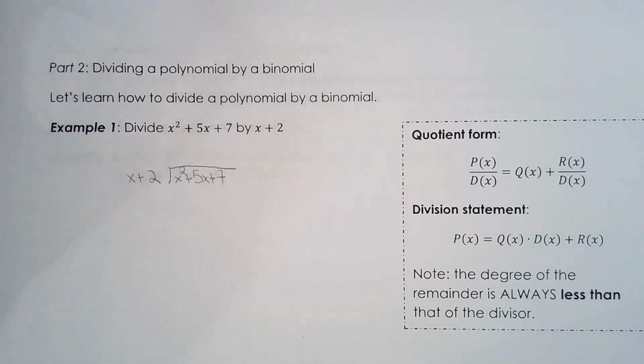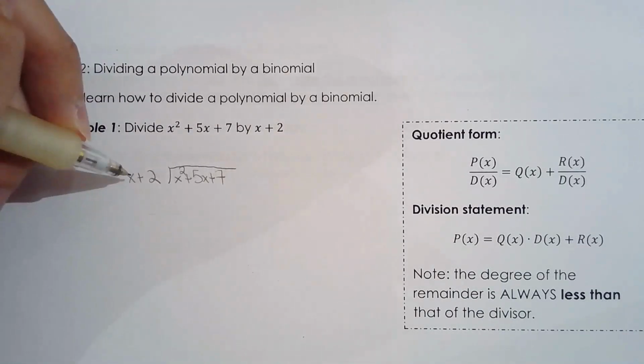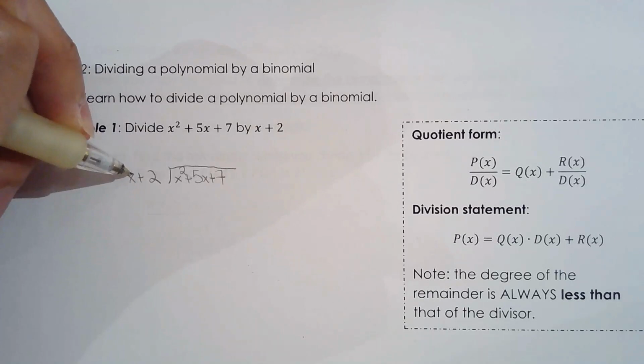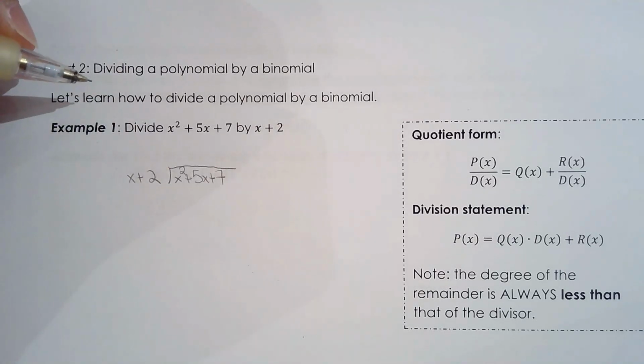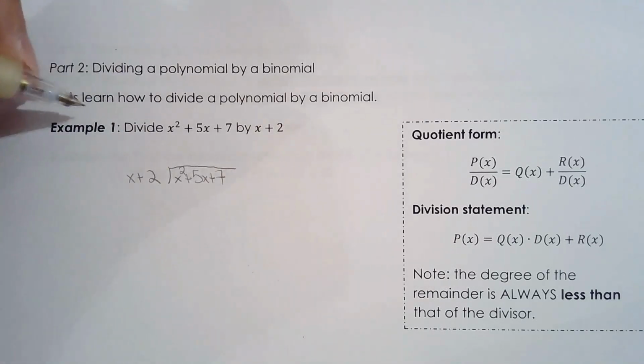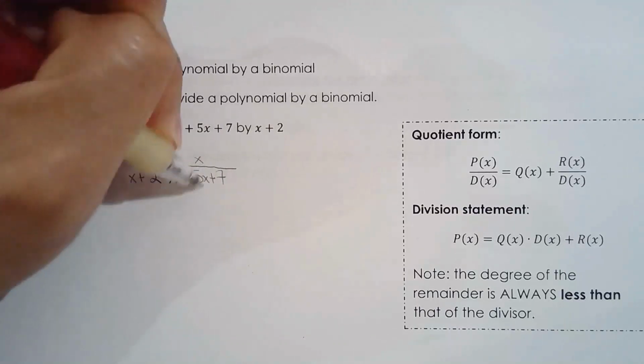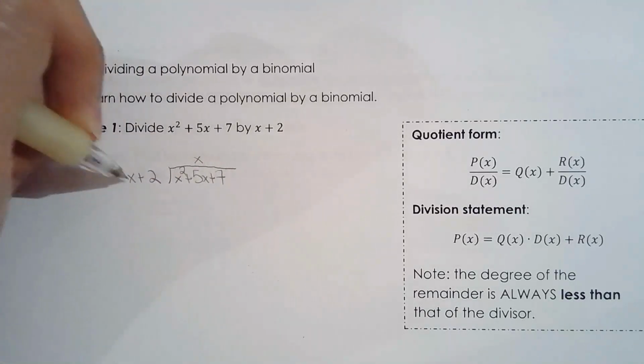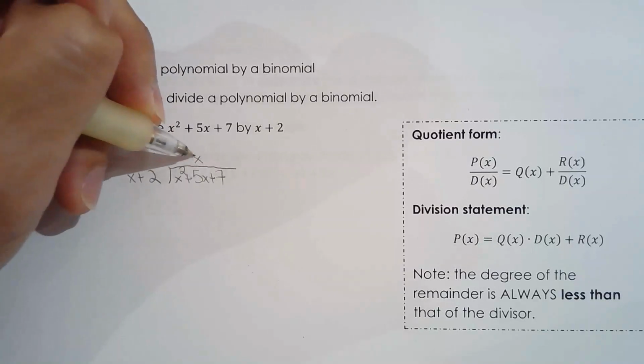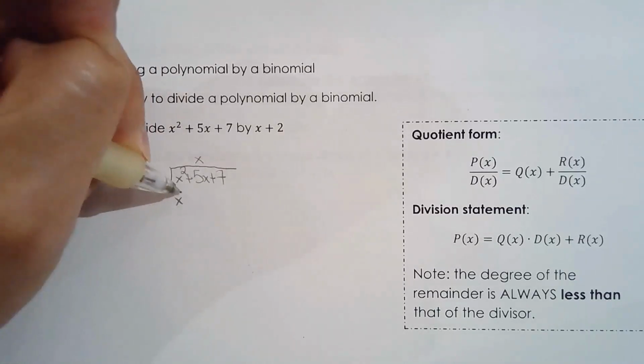So I know it looks a little different, but the strategy is still the same. So what do I have to multiply x by to get to x squared? Well, x times x will give me x squared. I'm going to put x right here. You want to line up the like terms to keep it organized. So now that I know I have to multiply x by x to get x squared, I'm going to actually multiply it. Okay?